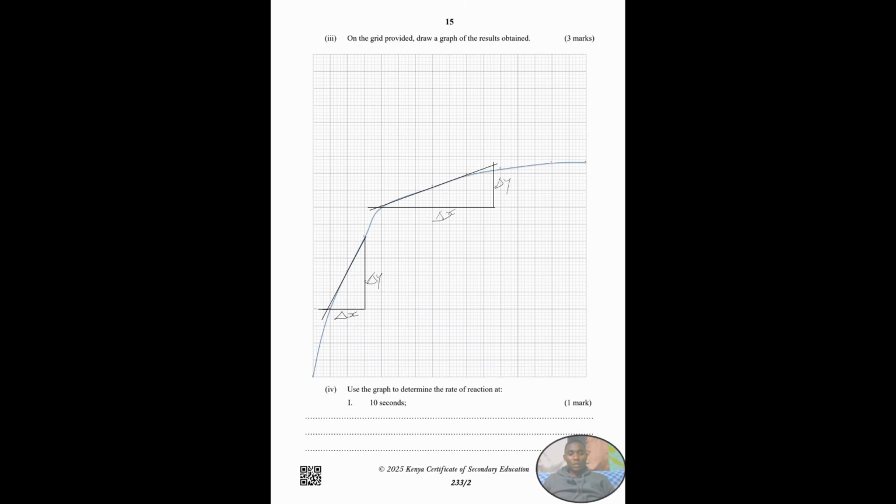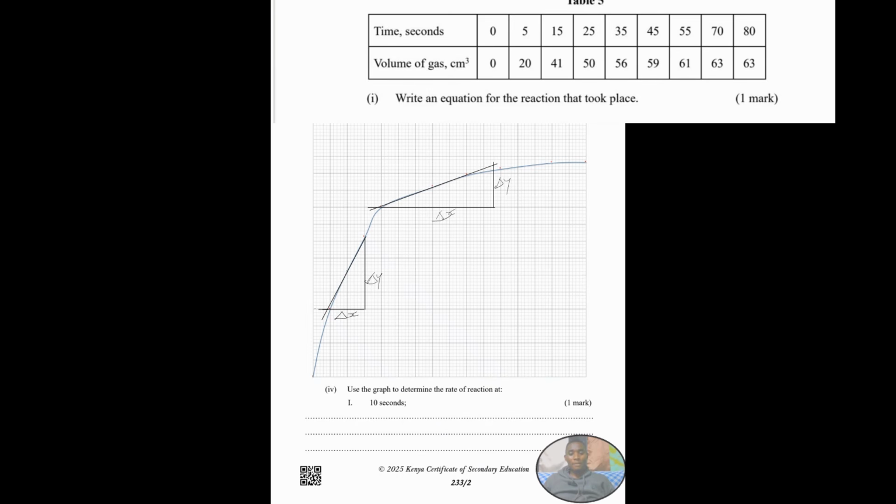So we have Roman 3 of question number 7. On the grid provided, draw a graph of results obtained. So in this case, you are going to have a graph of the gas produced against time. We're going to use the values you are given of the gas against time to draw a graph. We're going to choose an appropriate scale that gives us a graph that occupies at least 3/4 of the space provided.